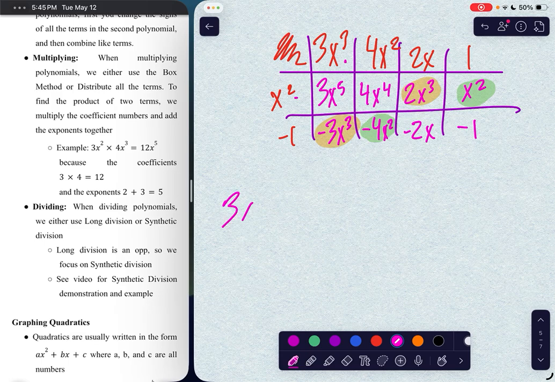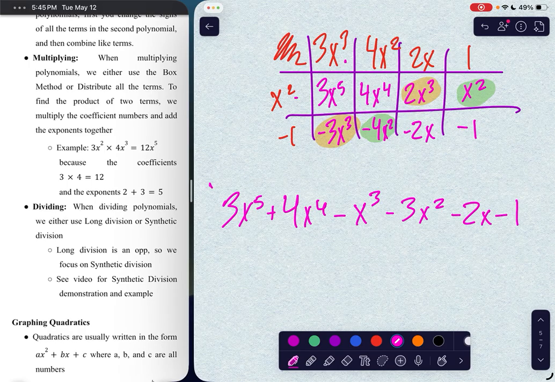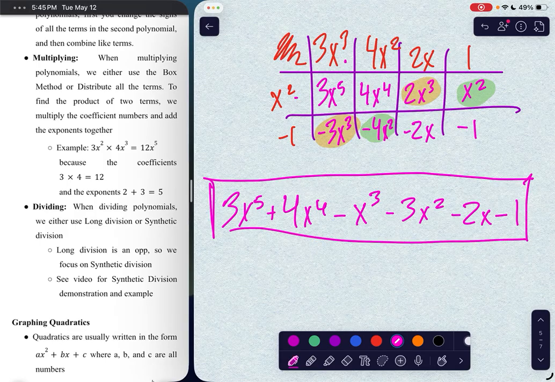Because I know my 3x to the 5 is going to come first, plus 4x to the 4, then with my x to the 3's, we're going to have 2x to the 3 minus 3x to the 3. 2 minus 3 is negative 1, so negative 1x to the 3, or just negative x to the 3. x squared minus 4x squared is going to give us a negative 3x squared, and then minus 2x minus 1, and that is my answer.